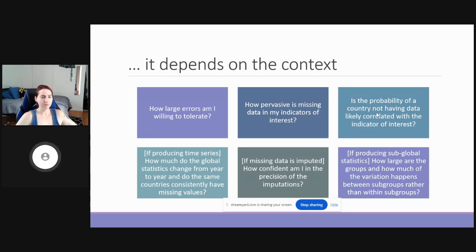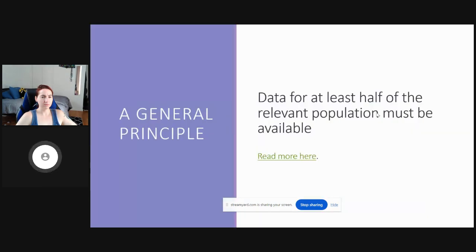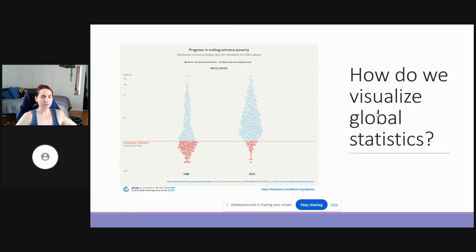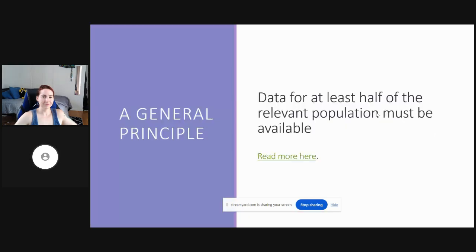So these are 6 buckets. I won't go through each of them, but these are the 6 buckets that really start giving you a sense of how to put the number into context and see whether you have enough information or not to tell a global story. And these are the considerations we take into mind when we present these global statistics. But when we do present these global statistics, we present them through visualizations very often, and I'll walk you through this particular visualization quickly. One thing I skipped was a general principle we have used: the absolute low barrier is that the data for at least half of the relevant population must be available.